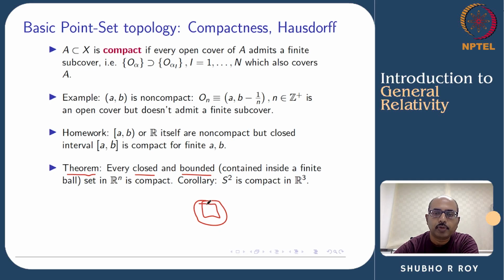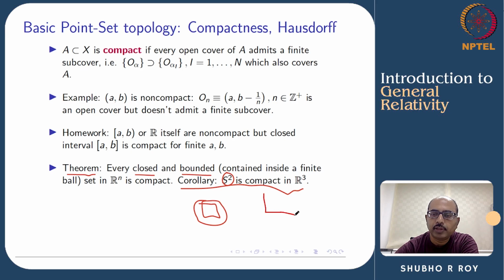Every closed and bounded set in Rn is compact. This is exactly what I was trying to make you think about. Think of it as something with a finite volume that includes its boundary points. A corollary of this general theorem is that S2 is compact in R3. So this two-dimensional sphere, the two-sphere, is actually compact. R3 is non-compact, as we have seen before, but S2 is compact.